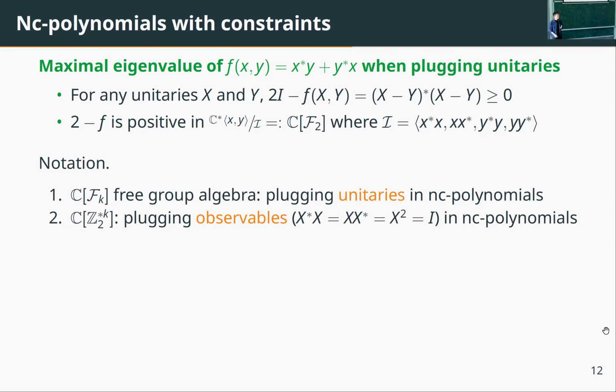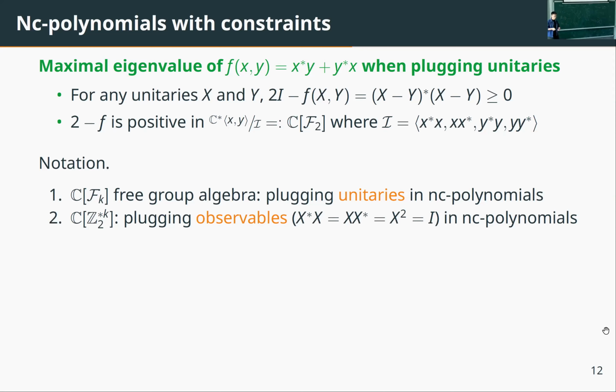So we have some notions of this star algebra. We use this CFA to denote the free group algebra, basically the group algebra of the free group generated by k variables. So if you want to plug matrices into this algebra, you must plug in unitaries. This is the requirement of this algebra.